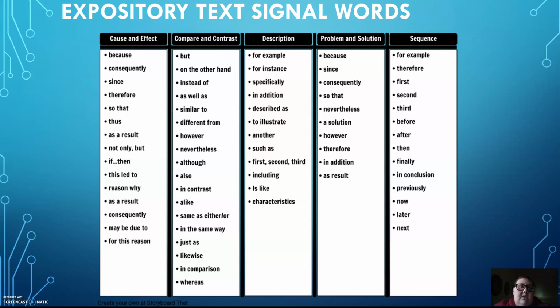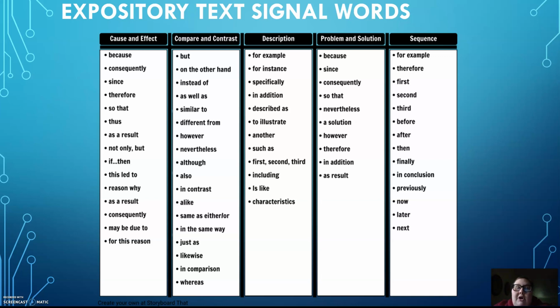So here are some of those signal words that I talked about. So some of these are going to overlap. So look at the first word for cause and effect. It is the word because. The first word for problem and solution is the word because. But there are some other factors that we can look at to decide whether it's cause and effect or problem and solution. Those two are maybe a little tricky because they are very similar, just in how they're set up.